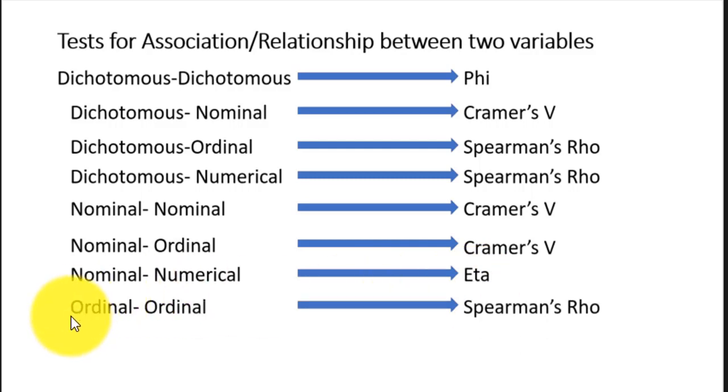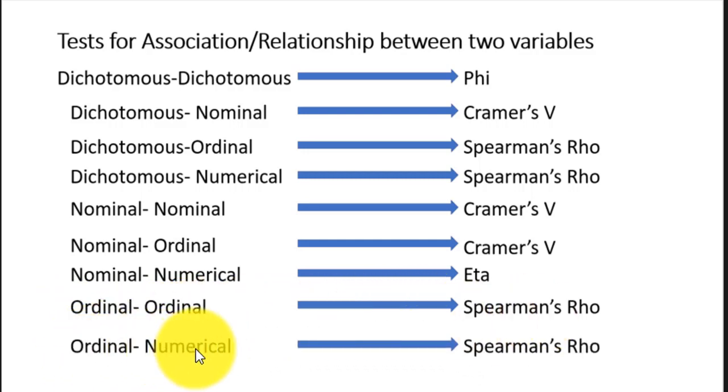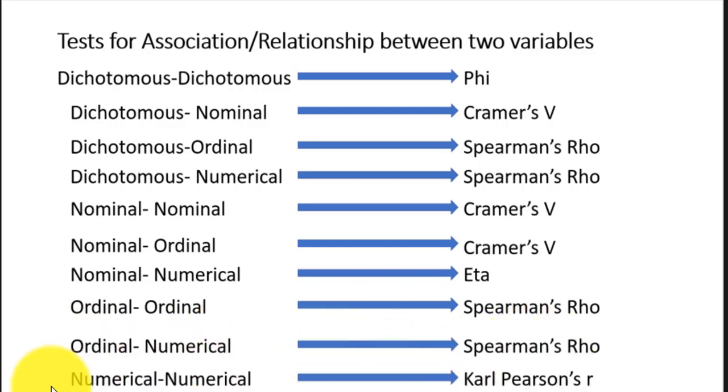And in order to explore the relationship between ordinal and ordinal scale variable, again you should use Spearman's rho. And between ordinal and numerical scale variable, Spearman's rho. And finally, to explore the relationship between numerical and numerical variable, should use Karl Pearson's R. I have already explained these associations between two variables in my bivariate analysis video as suggested in the link.